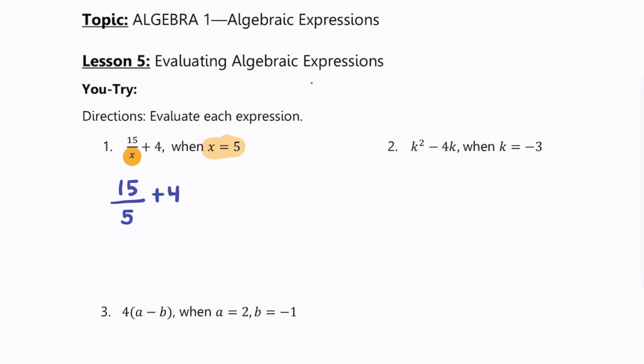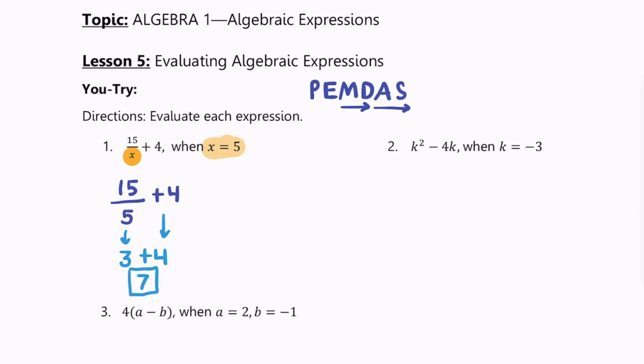As a reminder, I'm going to write this up top here. We want to make sure we're doing order of operations when we are simplifying or evaluating. After the substitution, remember for multiplication and division, we work left to right, and for addition and subtraction, we work left to right. I don't see parentheses, I don't see exponents, I do see division, so I'm going to do 15 divided by 5. That will simplify down to 3, and then we're just left with addition. 3 plus 4 will give us 7. So that simplifies down to 7.